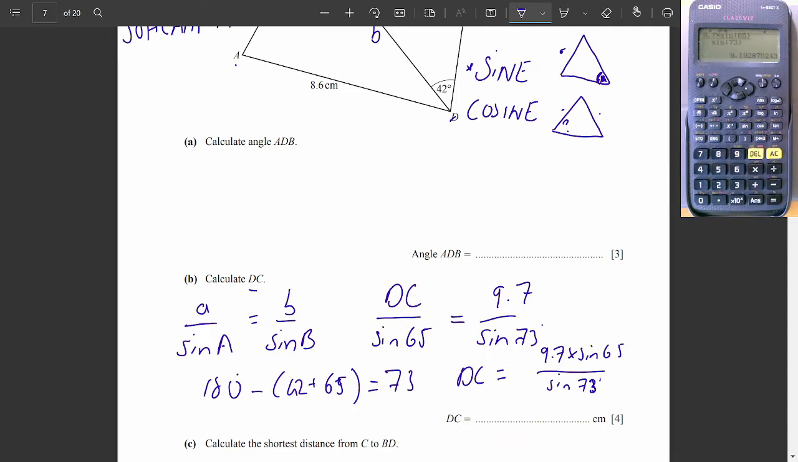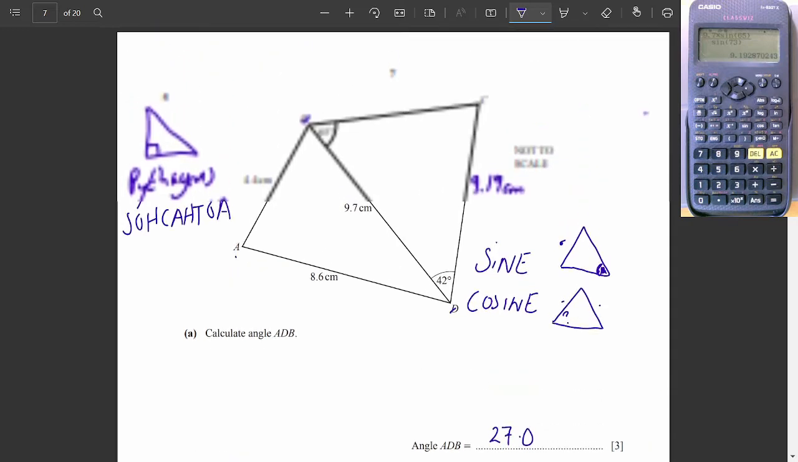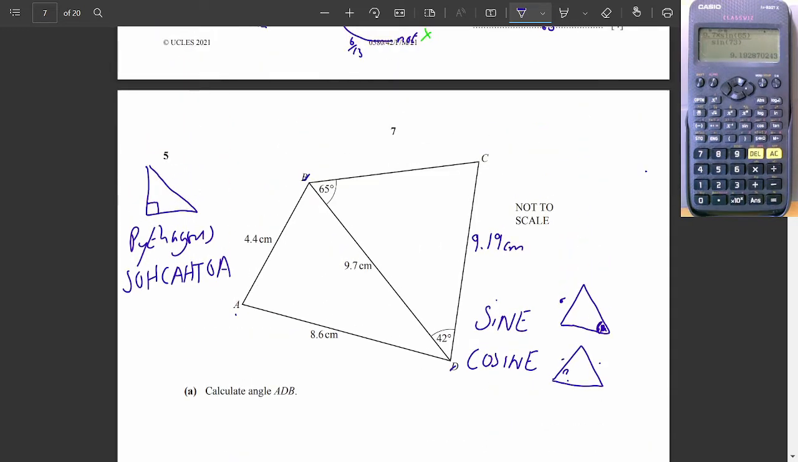Now we get 9.19, etc. Rounded to three significant figures, 9.19. Question 5C. Calculate the shortest distance from C to BD. Going back up to our triangles, the shortest distance from C to BD. So it's the shortest from here to the line, which is 9.7 centimeter.